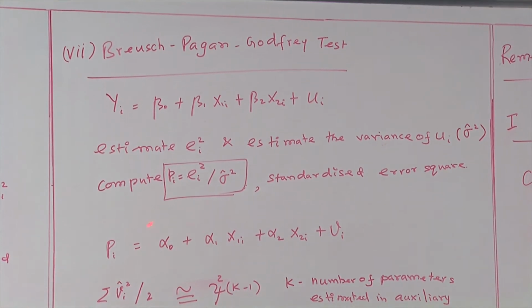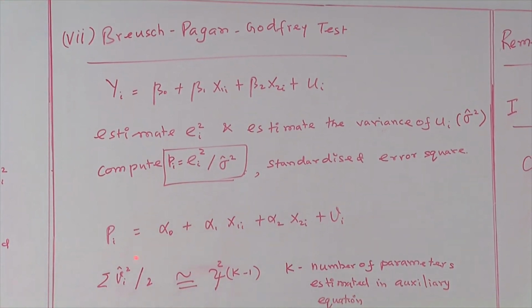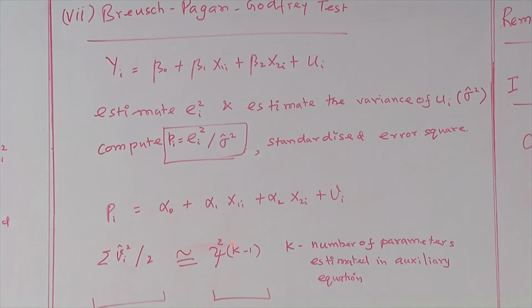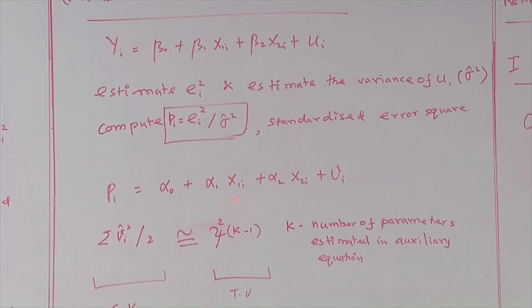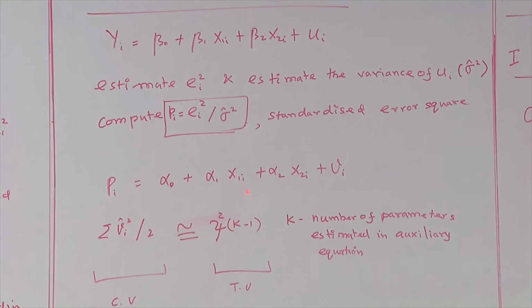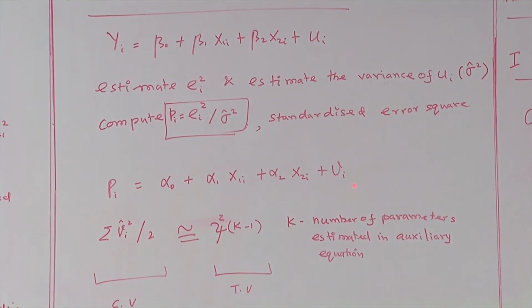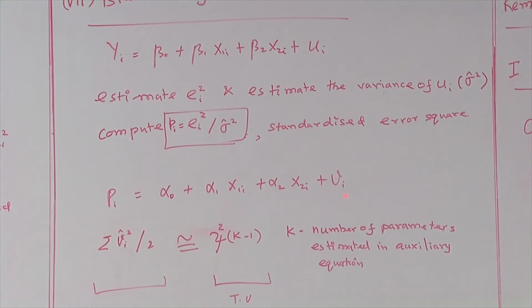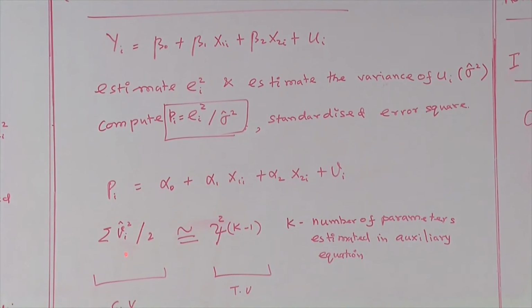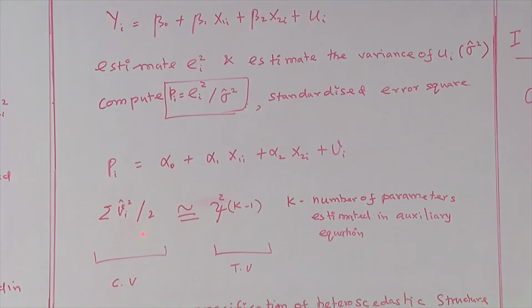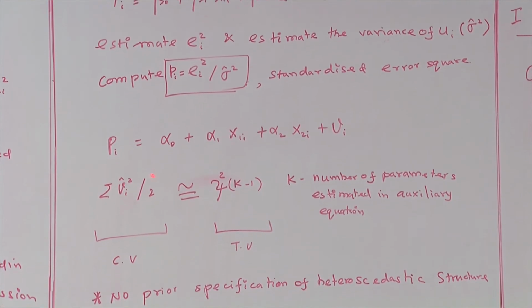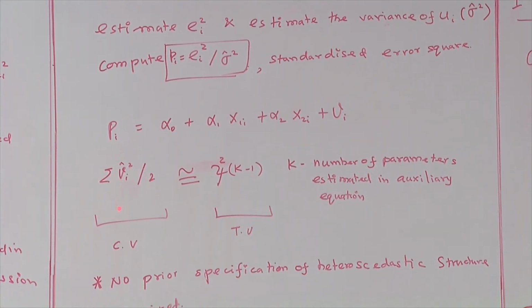We are running a regression of p_i on the regressands x1i and x2i, the independent variables. So, this is an auxiliary equation. From this auxiliary equation, we may find the error sum of squares divided by 2, and this will serve as a test statistic.